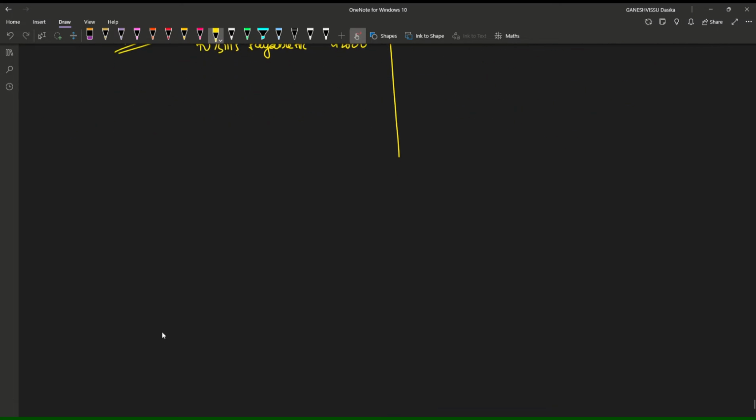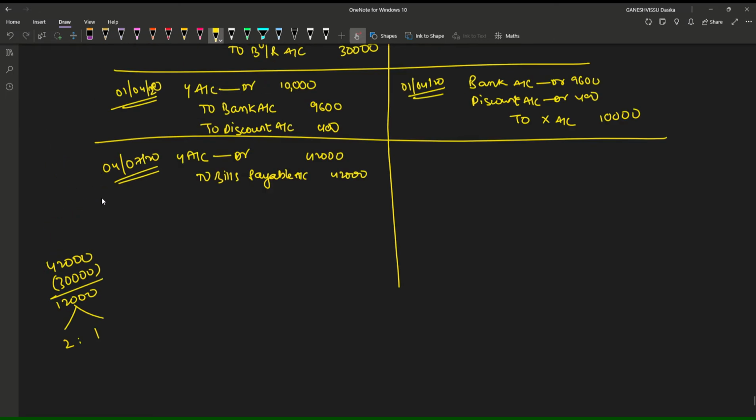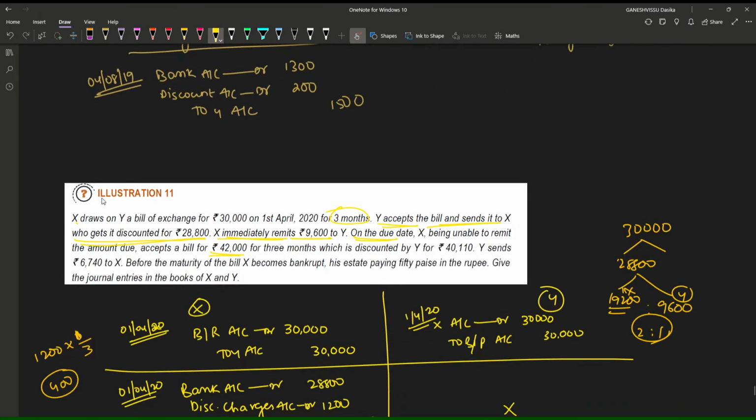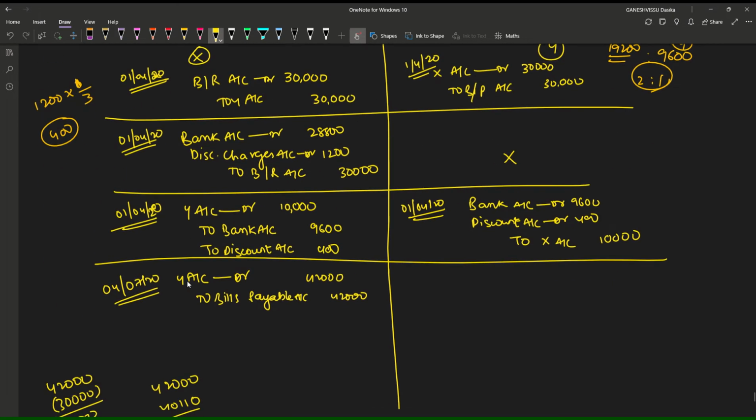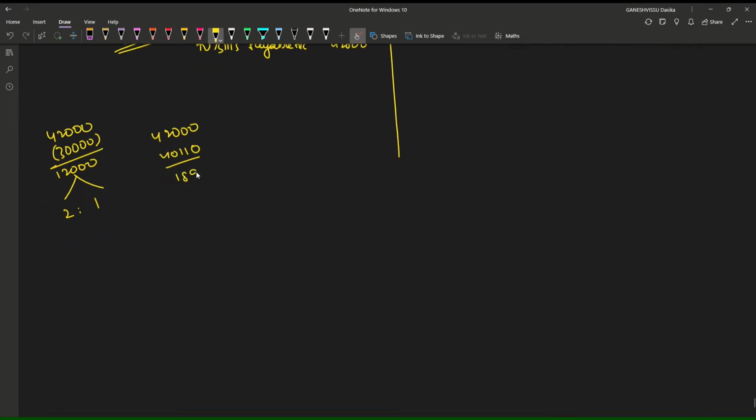And if we see, from 42,000 rupees, the first bill amount is 30,000, and we need to subtract. So 12,000 rupees is the amount, and this is to be borne in the ratio of 2:1 again. Because there is nothing else mentioned here, out of this 42,000, 40,110 is the amount which has been received, in the sense 42,000 minus 40,110, 1,890 rupees is the discounting charges. This is also to be borne in the ratio of 2:1.